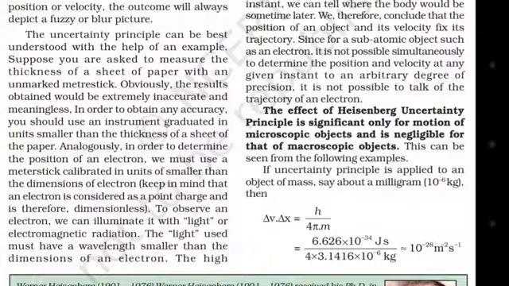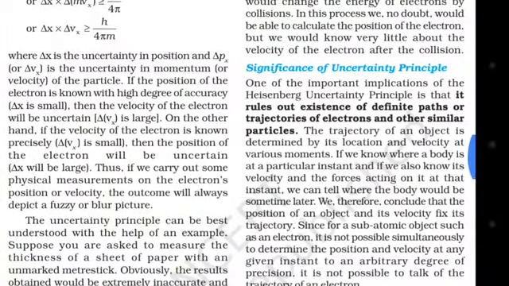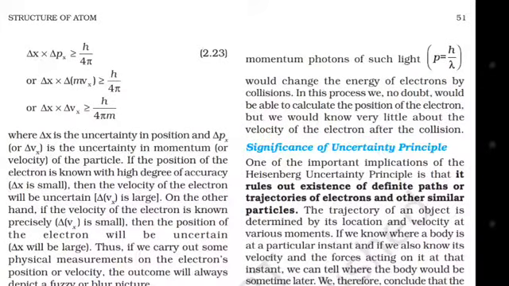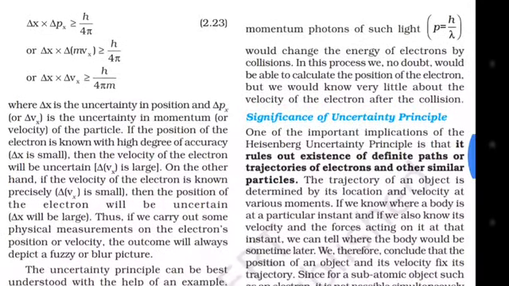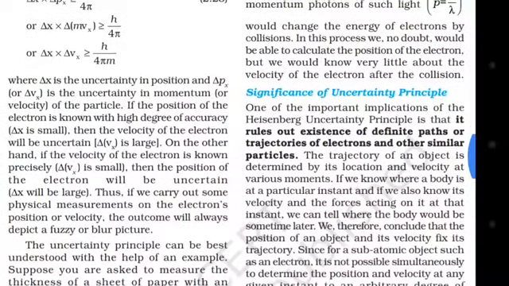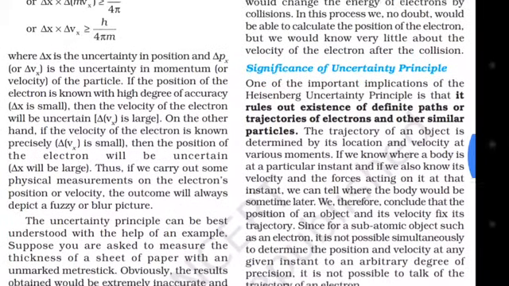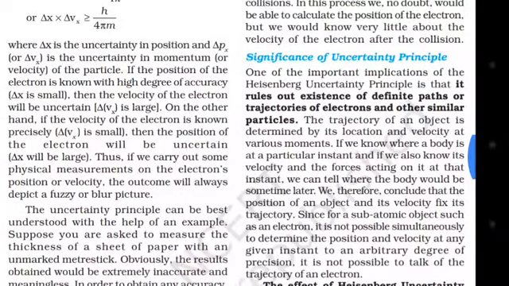तो चलिए यहाँ पे हम लोग लास्ट टॉपिक पे हैं. High momentum photons of such light, p is equal to h by lambda, would change the energy of electrons by collisions. In this process, we no doubt would be able to calculate the position of the electron, but we would know very little about the velocity of the electron after the collision.